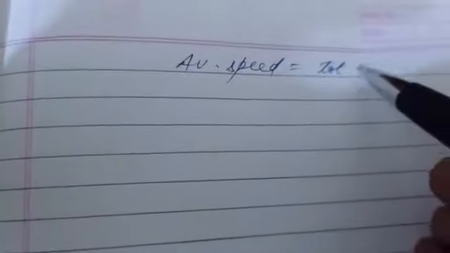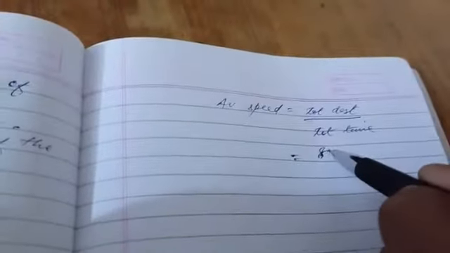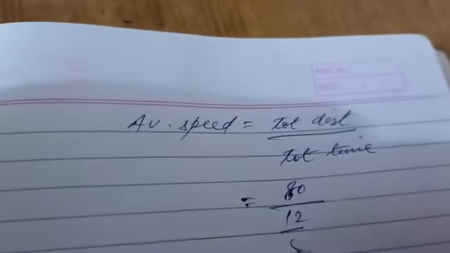अब आ जाते हैं फॉर्मूले पे. That is, average speed का फॉर्मूला क्या है? So अभी हम लोग ने पढ़ा है फॉर्मूला. Average speed equals to total distance upon total time. So what is the total distance? The total distance was how much? It was 80 kilometers. So what we'll do, we'll note 80 upon, what was the total time? It is 12 upon 5. So what we'll do, we will write 12 upon 5.